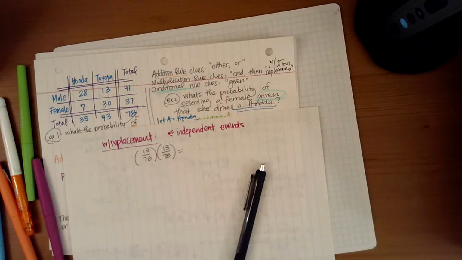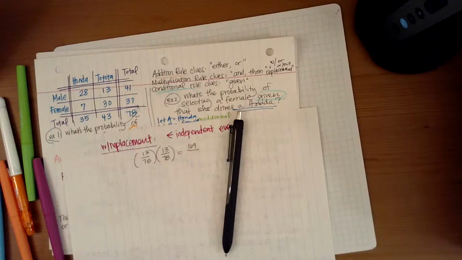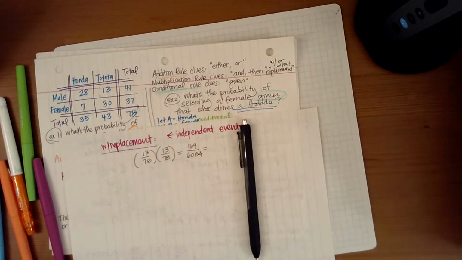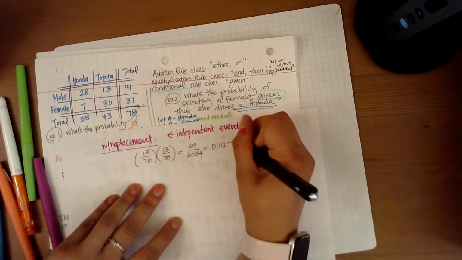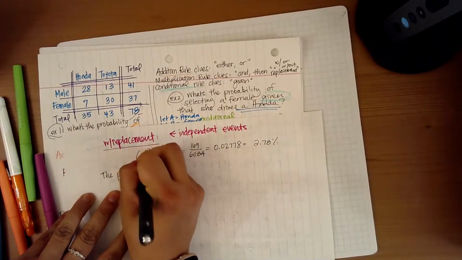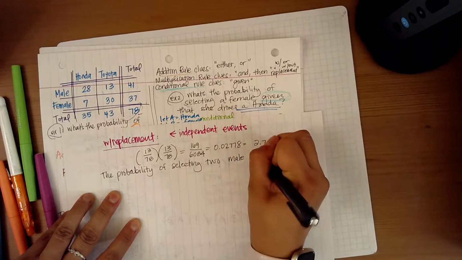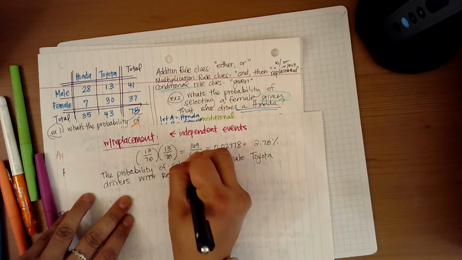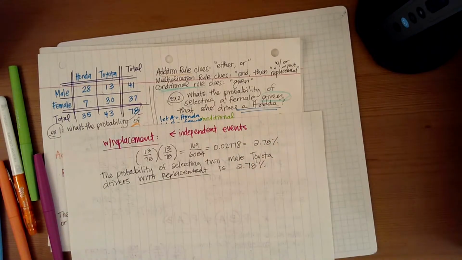Okay. So I have 13 times 13 is 169. And 78 times 78 gives me 6,084. This ratio converts into 169 divided by 6,084, 0.02778. And this converts to 2.78%. So the probability of selecting 2 male Toyota drivers, I must specify with replacement, I must specify, that is 2.78%.